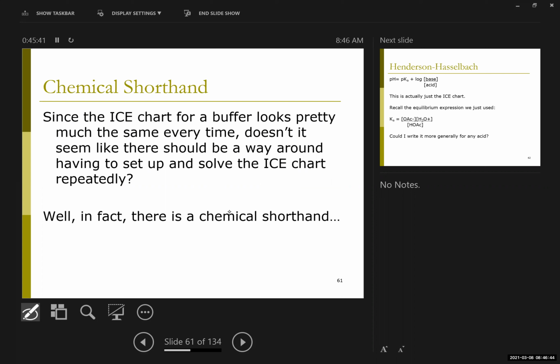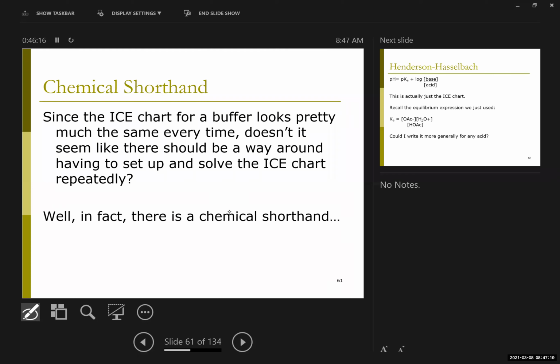In general, I hate these. I've already advised you against going on the internet and finding prepackaged shorthand solutions to specific problems. The thing with buffers is they're so ubiquitous that there's almost no way to avoid this particular one. Although I would argue you never ever need to do it, because it all really ends up coming down to solving the equilibrium problem, which means balanced equation, ice chart, K equation, solve.